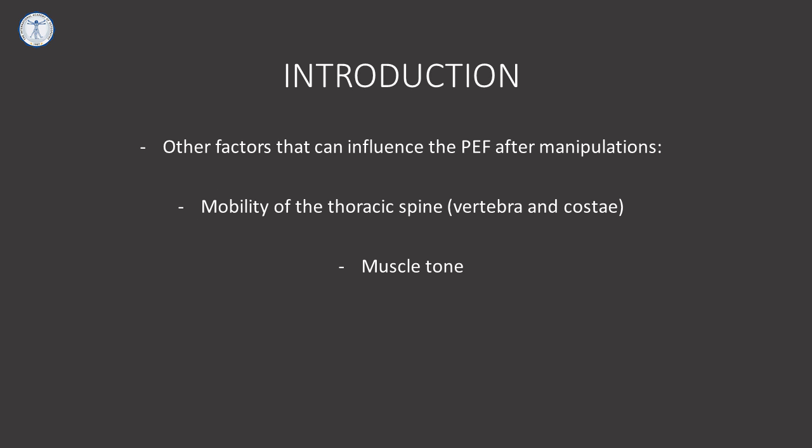Factors that can influence the peak expiratory flow after manipulations are not only the autonomic nervous system. Also, the mobility of the thoracic spine can potentially influence the respiration. Manipulations are in manual therapy often used as a way of altering the range of motion of the joint. It could be suspected that such a change in the mobility of the spine can have an effect on the respiration. The muscle tone also seems to be affected by the manipulations of the spine. Changes in the muscle tone could potentially affect the mobility of the spine, thus affecting the respiration.